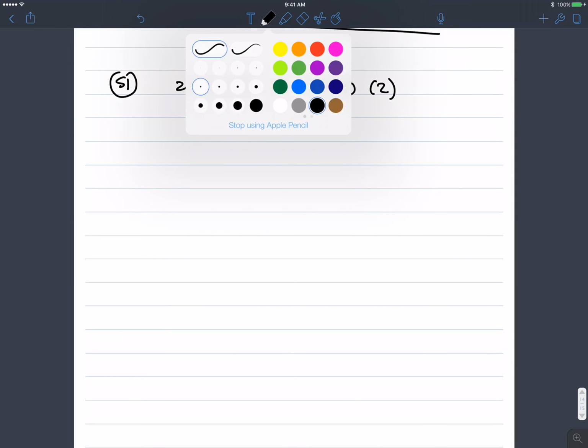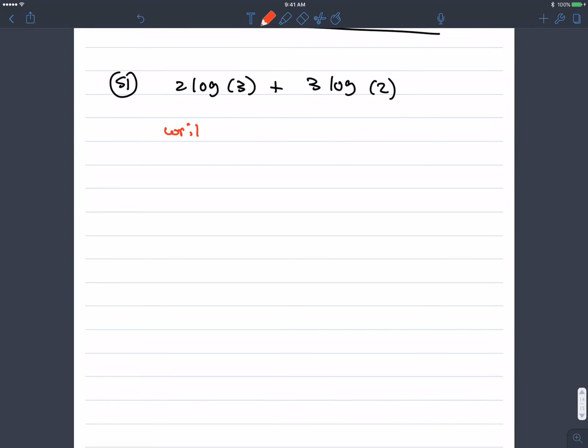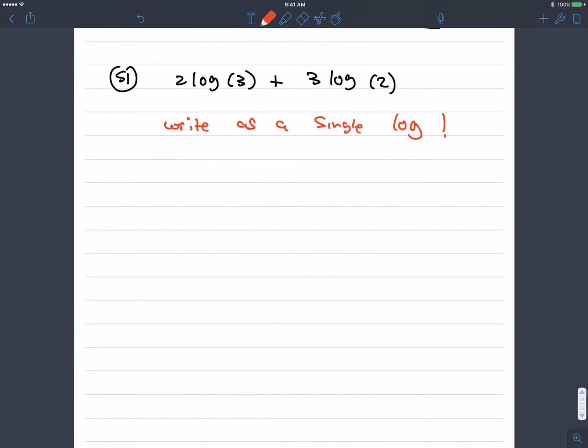You have questions like 51 from your homework that says use properties of logs to write as a single log. So you now have 2 log of 3 plus 3 log of 2. And here's the instructions. Write as a single log. So writing this as a single log, let me remind you that you're working in reverse, meaning you're going to use all 3 of your properties, the power rule, the product rule, and the quotient rule in reverse.